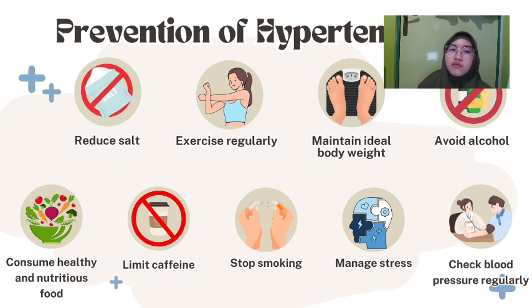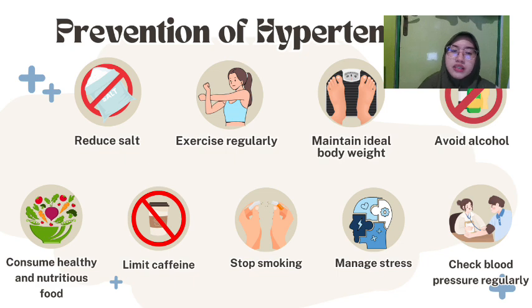Number four is avoid alcohol. Drinking alcohol too much and frequently can increase blood pressure drastically. If you drink several glasses at a time, your blood pressure rises temporarily. However, drinking too often can trigger hypertension in the long term. Therefore, it is a good idea for you to avoid drinking alcohol as a form of prevention of hypertension.